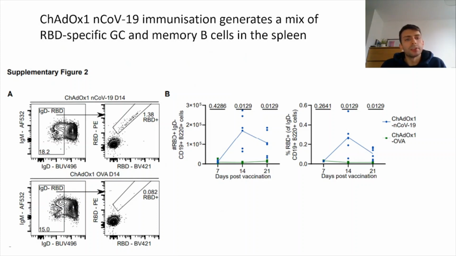For supplementary figure 2, we performed similar analysis, but this time looking in the spleens of the mice. This is because on performing intramuscular immunization, the spleen acts as a secondary draining site, and so we find IgD-negative RBD binding B cells in the ChAdOx1 nCoV-19 immunized mice in their spleens, but we do not find such cells in the ChAdOx1 over-immunized mice, shown in B, again in the blue and green lines.